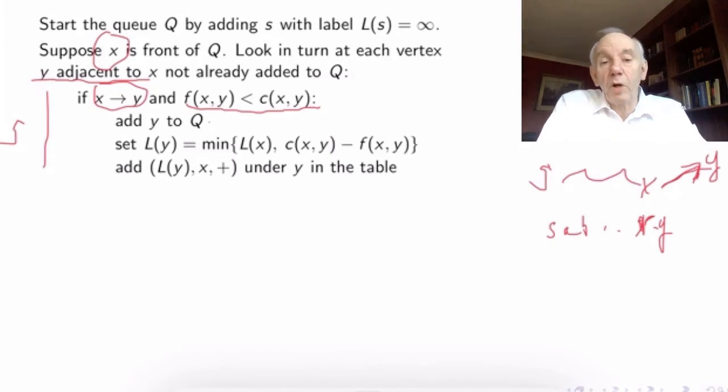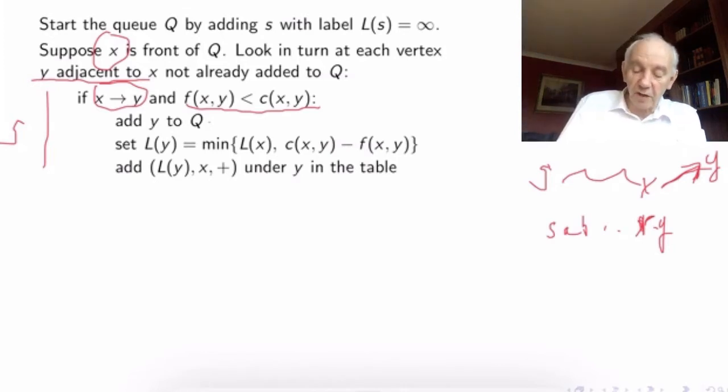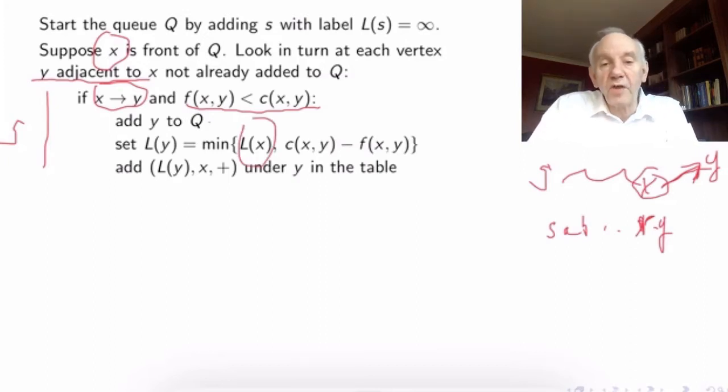And we label Y. And what do we label Y with? Well, we want to say how much flow we can get from S all the way to Y. Now we know how much flow we can get to X. That's L of X. So can we get all that flow to Y?